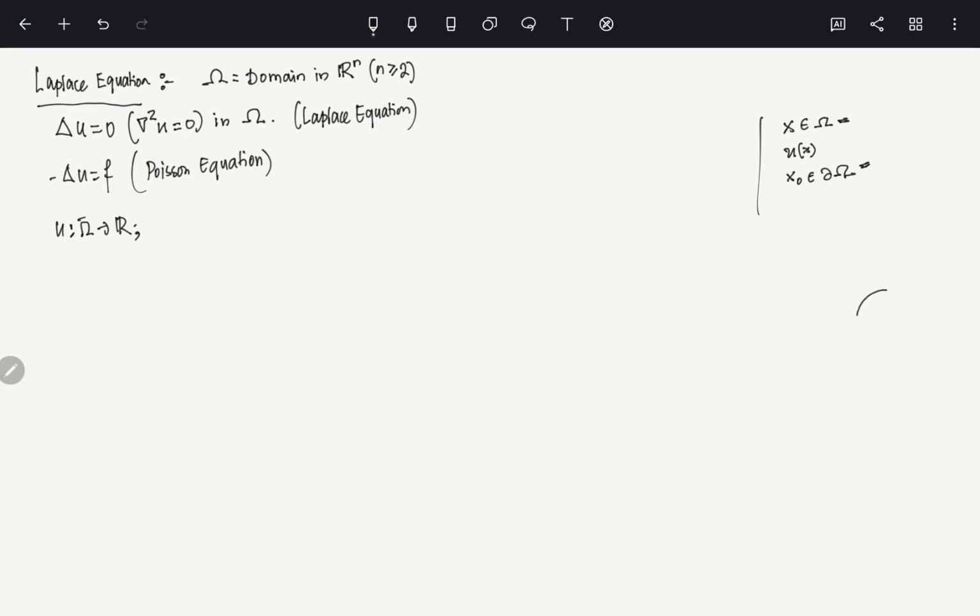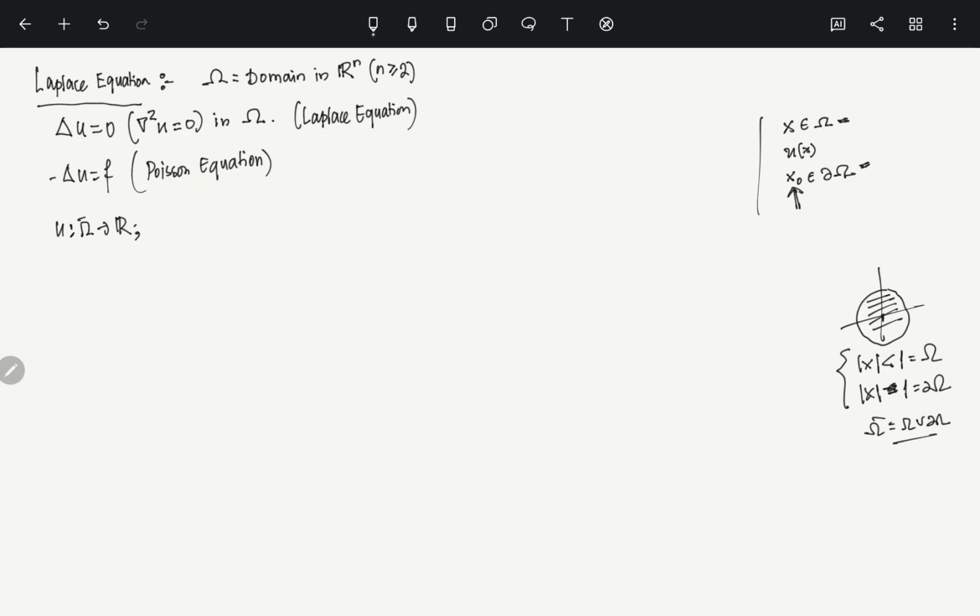Think of it like this. Let's say you have an open disk, which is mod x less than 1, and then the boundary of it is mod x equals 1. If you add those two up, so you take all the points here along with the boundary, that will be your omega bar in this case. So if this is omega, that is your boundary del omega, and then omega bar is omega union del omega. Now when we say that we are looking for a u from omega bar to R, it means that u is defined for all points x naught in the boundary.